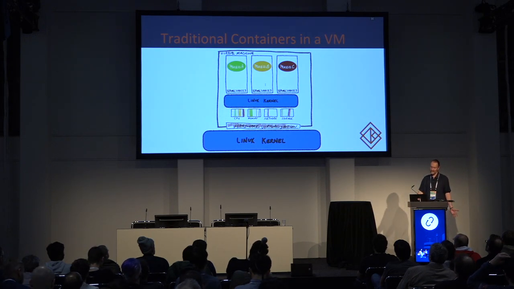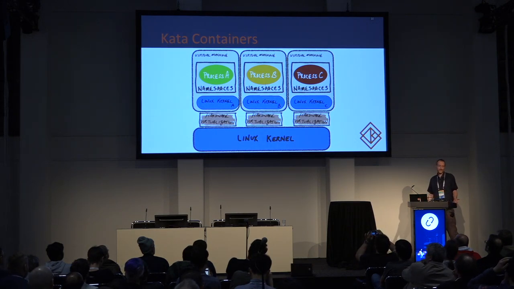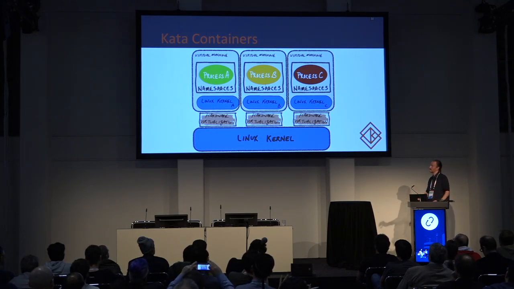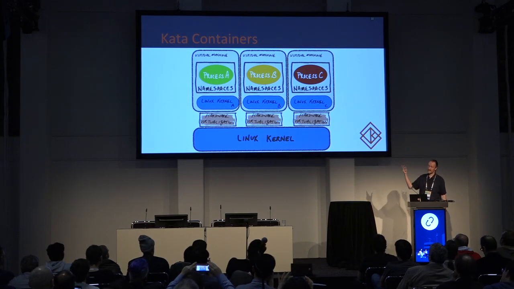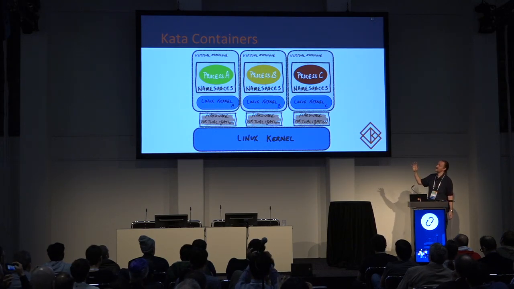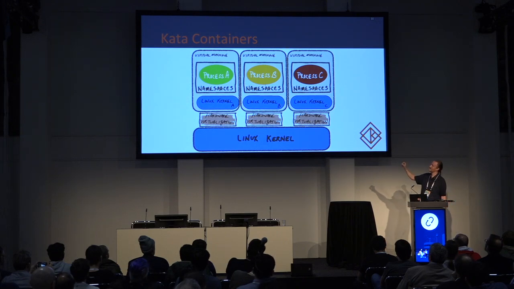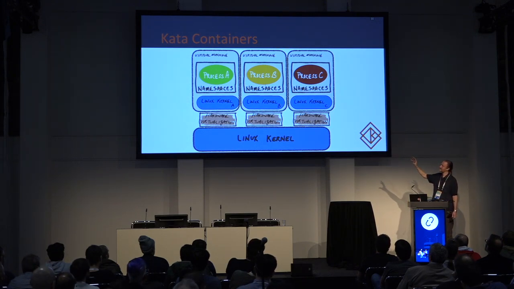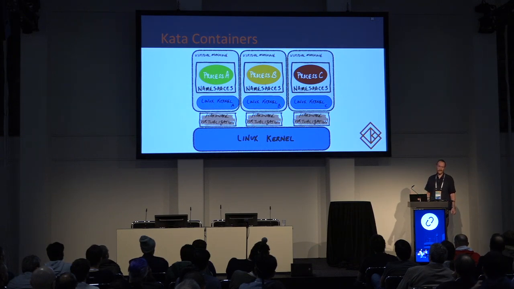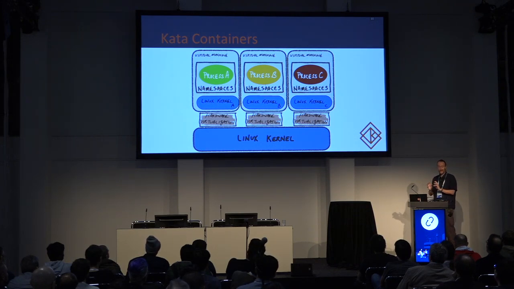Where Kata is different is we have very lightweight virtual machines we've optimized. They're based on the same virtual machine technology as the virtual machines you'll be running every day. I'm going to use the words container and pod interchangeably through the talk. So every container gets its own virtual machine. It gets its own kernel, so it gets its own isolation. You're effectively running a container in a VM, but all the orchestration level is done out on the actual bare metal host. So you plug into your normal Kubernetes deployment, you deploy it with the Kubernetes tools, but it's actually deploying your container in a VM. And your container shouldn't know.